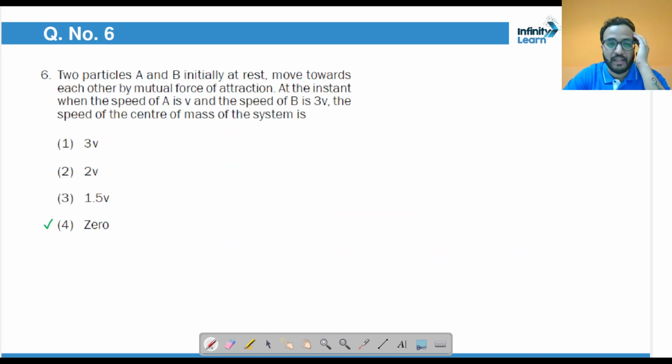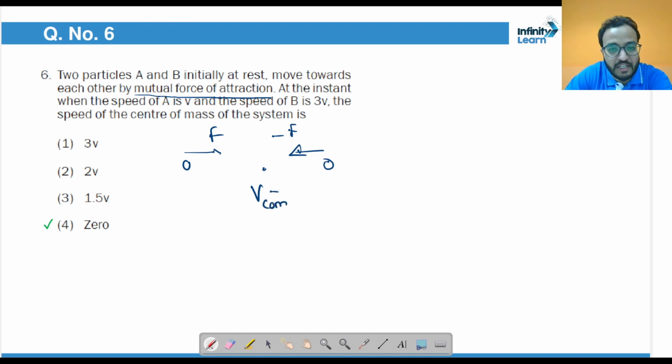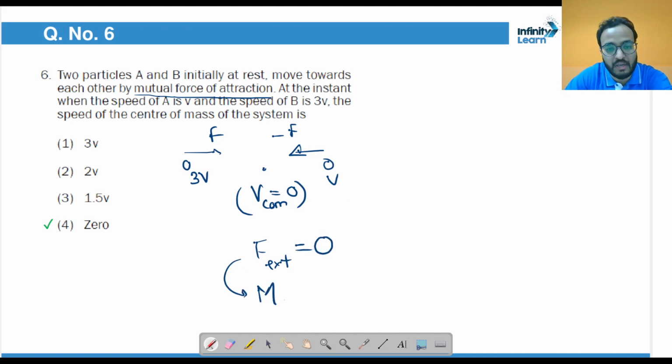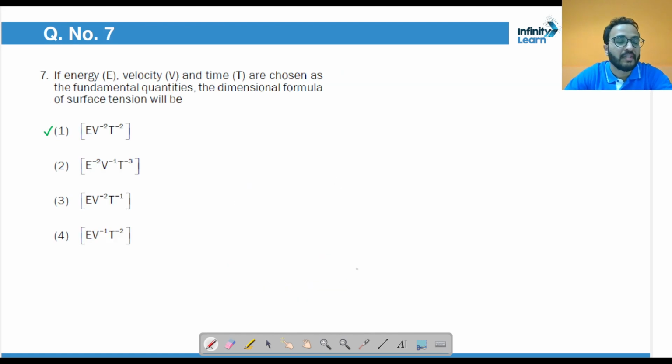Now, two particles A and B initially at rest move towards each other through mutual force of attraction. Since the force of attraction between them is mutual, there is no external force in the system. So we can say velocity of center of mass will be 0. If it is 3v or if it is v, whatever it is, doesn't matter. Velocity of center of mass will definitely be 0 because there is no external force in the system, right? Because external force in the system is total mass of the system into acceleration of center of mass, so it is 0, right?